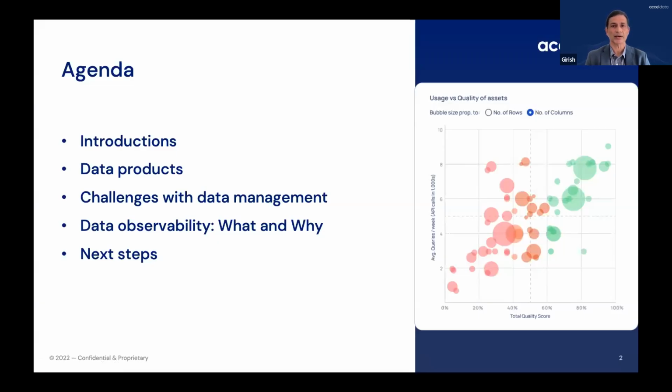This is a quick snapshot of today's agenda. We'll start with more detailed speaker introductions, and then we'll discuss in detail what a data product is, what representative data products in healthcare are, and we'll review the challenges posed by data management, and how data observability helps.